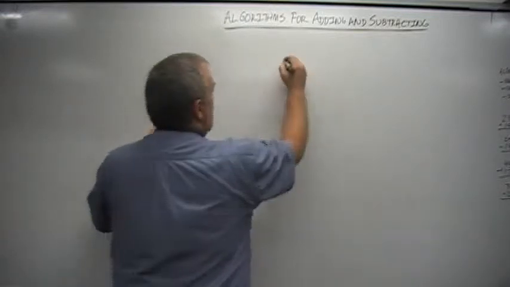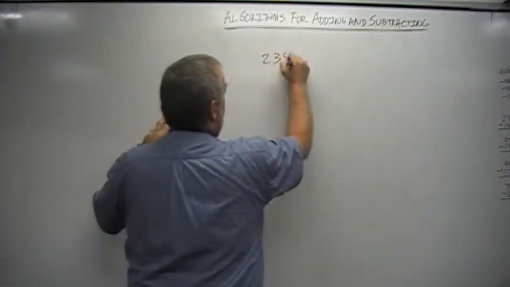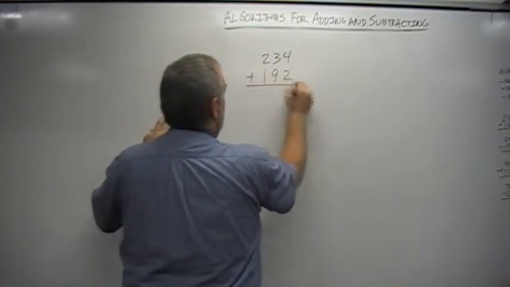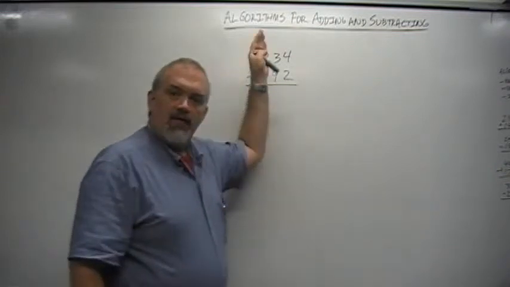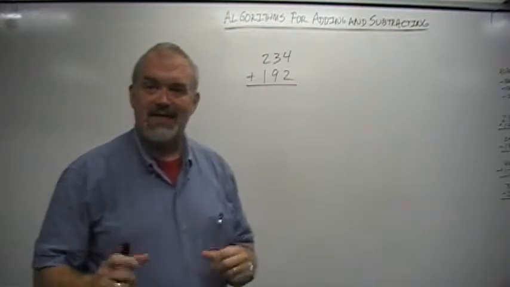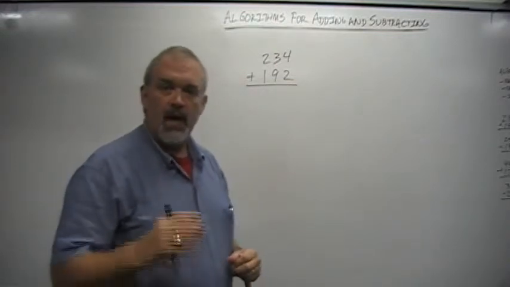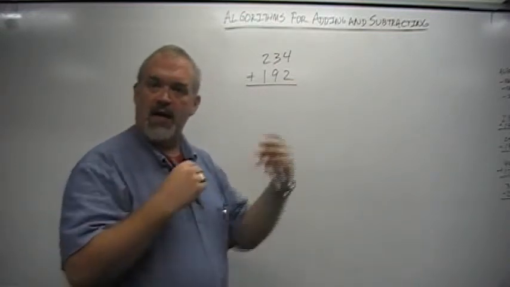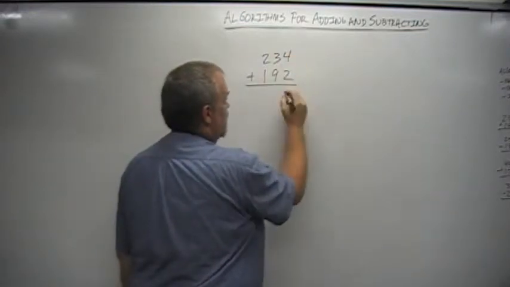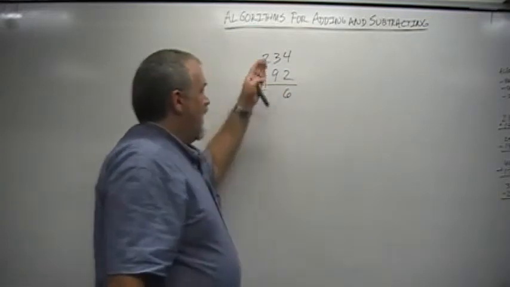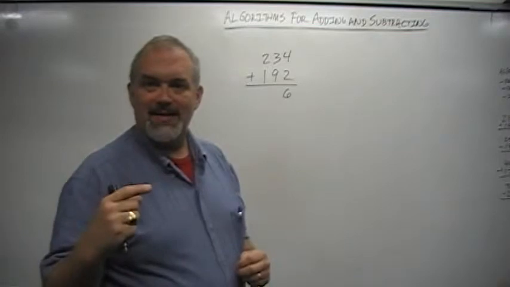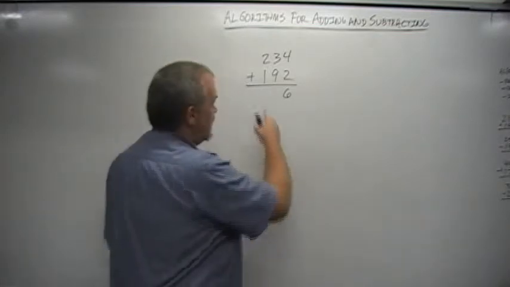Let's try 234 plus 192. Now you notice that I have written the numbers down vertically, and I've very carefully lined up my columns. Neatness is very important. Then all we do is add one column at a time, starting from the right. So we start with 4 plus 2 is 6. Then we have 3 plus 9, and here's one of our special situations. 3 plus 9 is 12. That's a little bit too big to put in here.